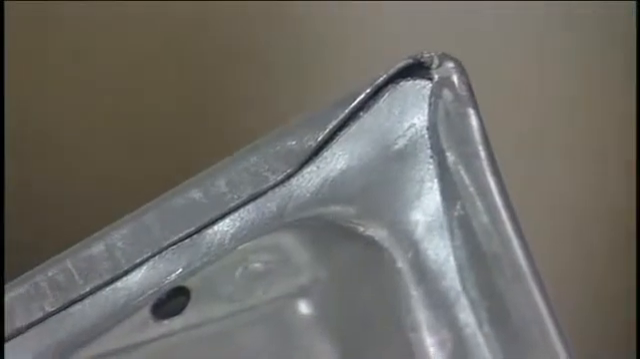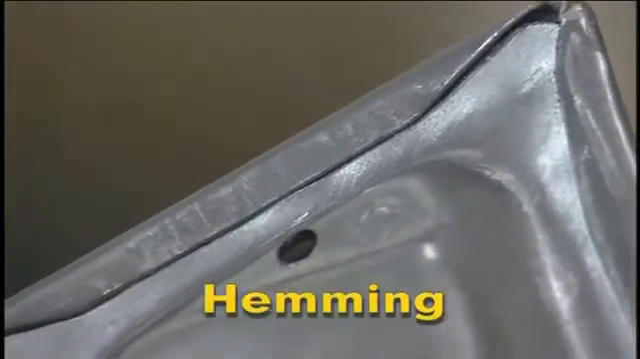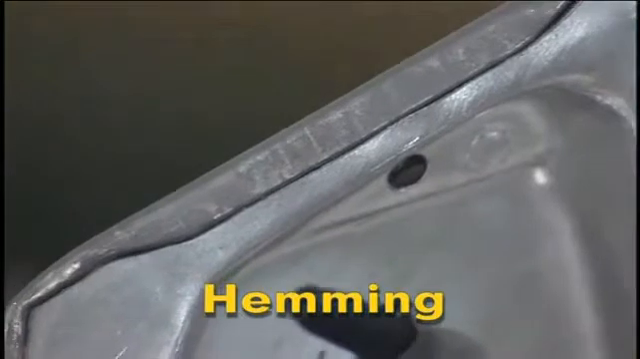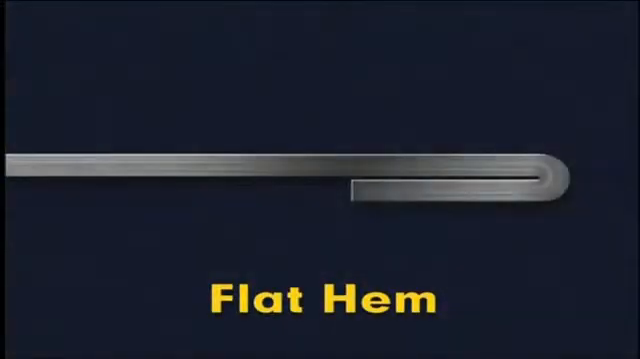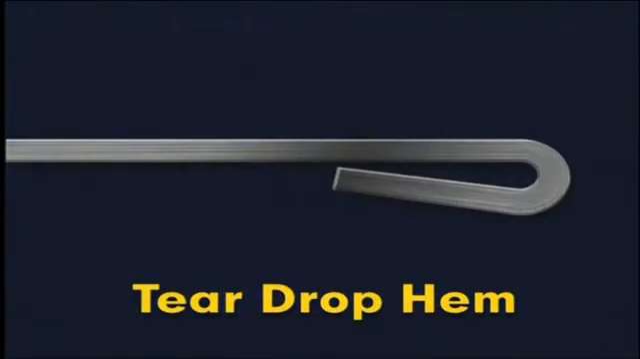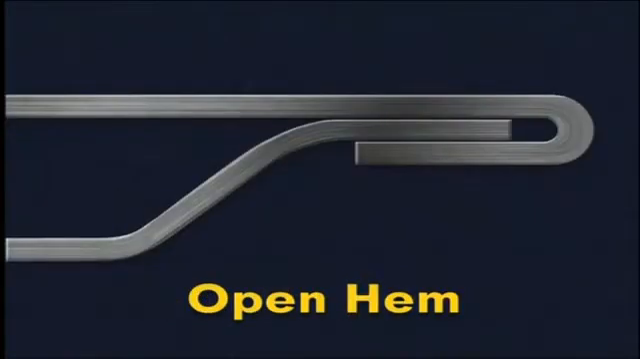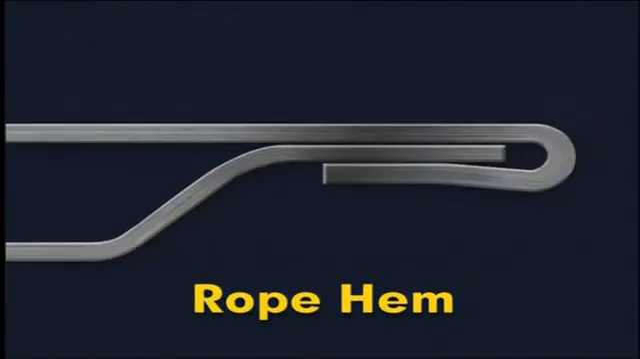In sheet metal forming, hemming is utilized primarily to provide a smooth, rounded finished edge and to attach sheet metal parts together. There are 4 basic types of hems. Those include the flat hem, which can be used with materials having high ductility, the teardrop hem, which is used on materials lacking the ductility required to form the flattened hem without cracking, the open hem, and the rope hem, which are used to join sheet metal parts together.